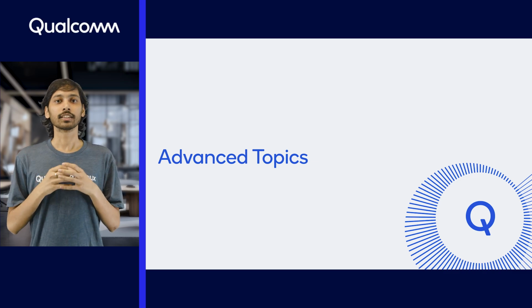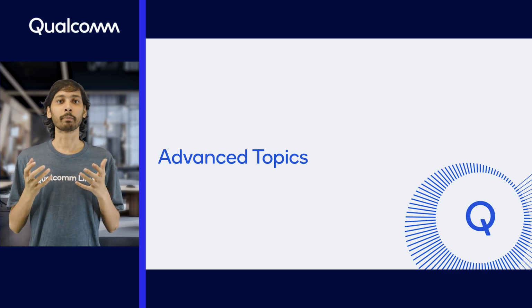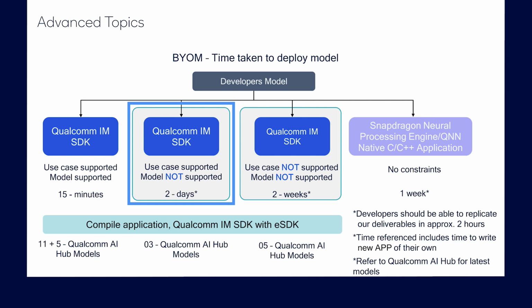Continuing on with our process, let's look at the next 2 use cases in the development path. For the path in which the use case is supported in Qualcomm IM SDK but not the model, you will need to add post-processing support for the specific model into the existing Qualcomm IM SDK plugins. Qualcomm IM SDK plugins have already been covered earlier in this video. Each plugin supports post-processing of a few models. If you are bringing in a new model and the post-processing is not supported in Qualcomm IM SDK, you will need to add post-processing support. This process needs expertise of GStreamer pipelines, and it may take approximately 2 days.